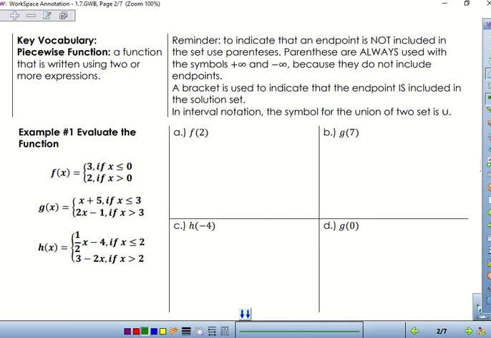So the key vocab, guys, what did I just say? Focus. I don't want to have to remind you guys every time I take a breath to not talk.